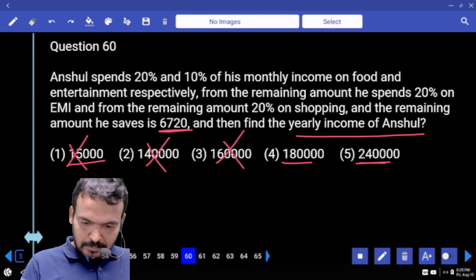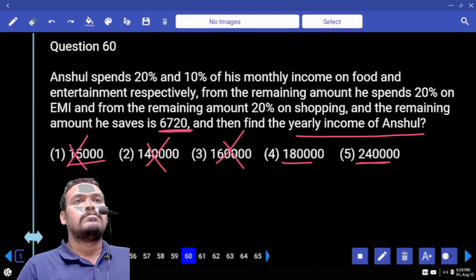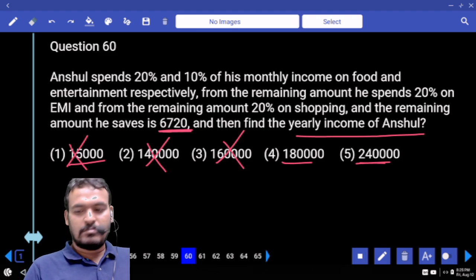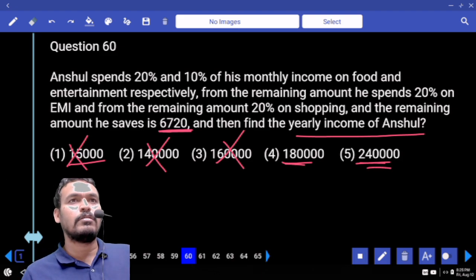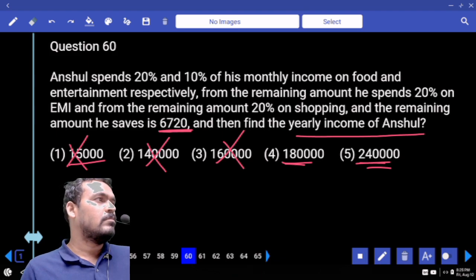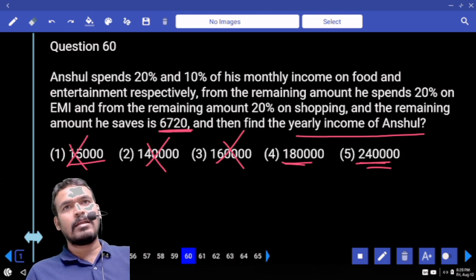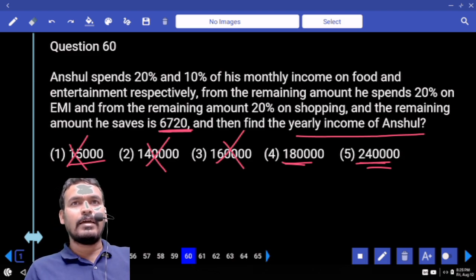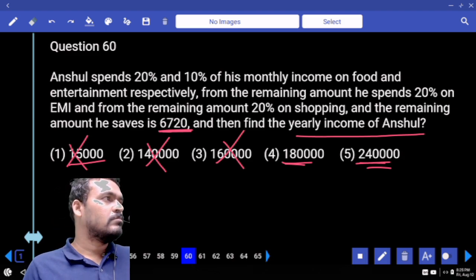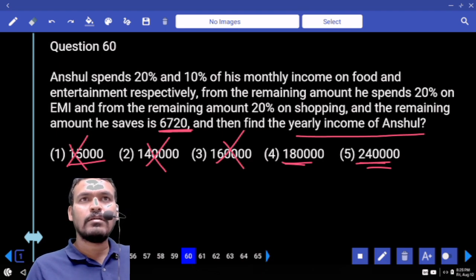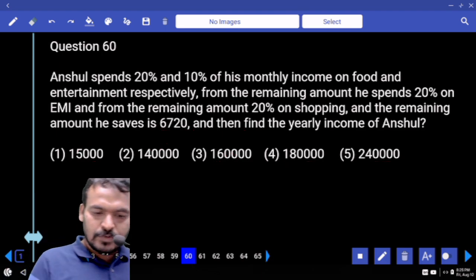6720. It is a multiple of which one? 3 multiple. These two also multiples of 3, right? Yes or no? Yes, sir. Suppose if it is a multiple of 9, then directly we write the answer 1,80,000, right? Okay. What is the first one?